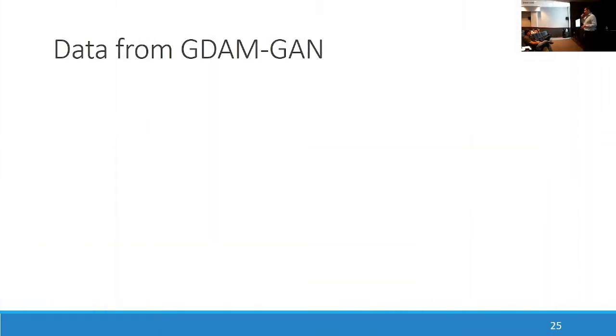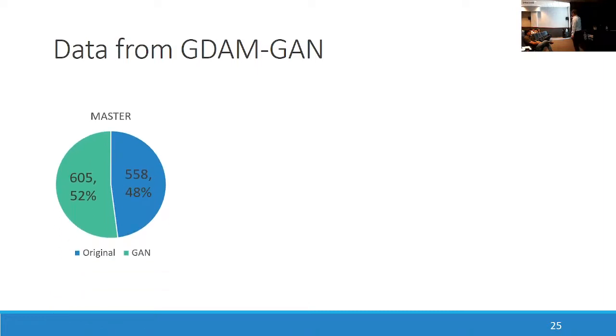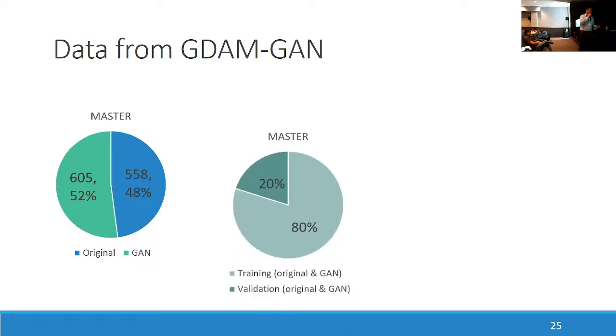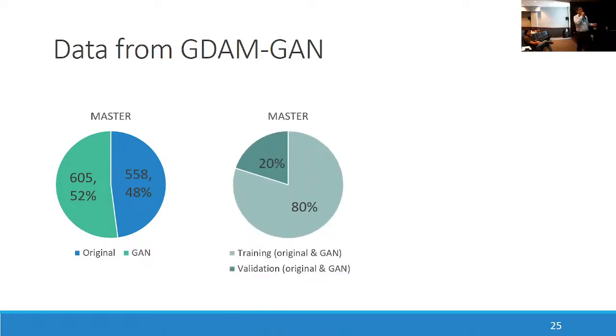So, the data from the GAN. Well, as I said before, we use a data augmentation method with GAN and artificial samples. So here's our distribution in the Master dataset, which has 52% of the samples generated from GAN and 42% from original images. So we say that we have validation and training sets. Each of them has original and GAN images.